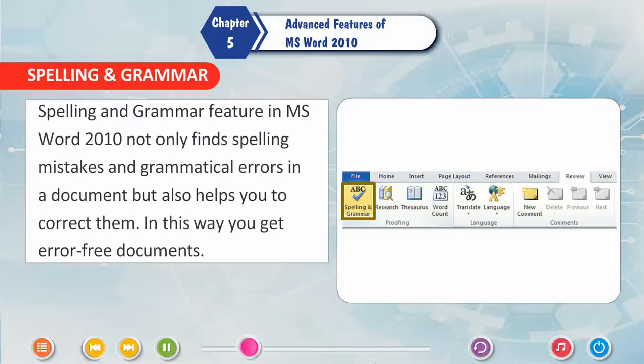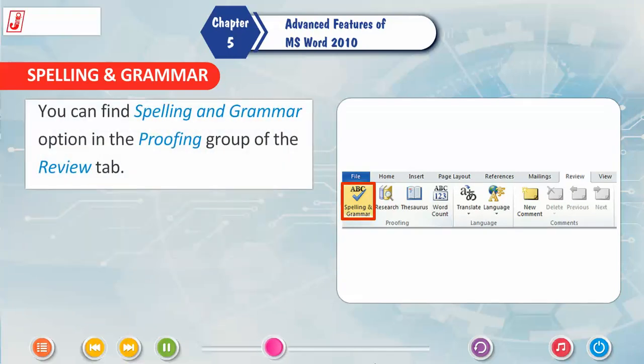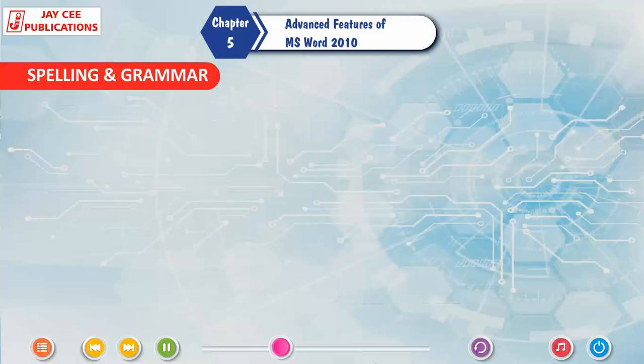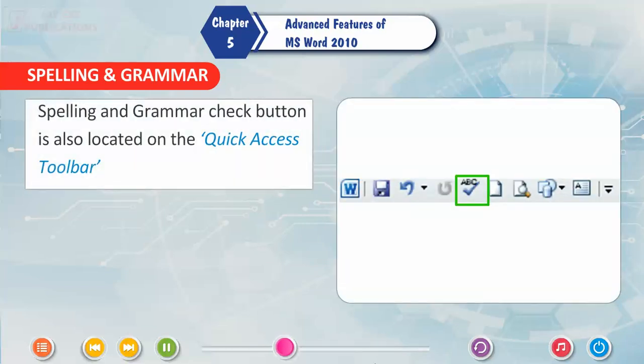Spelling and grammar feature in MS Word 2010 not only finds spelling mistakes and grammatical errors in a document but also helps you to correct them. In this way, you get error-free documents. You can find spelling and grammar option in the proofing group of the Review tab. Spelling and grammar check button is also located on the Quick Access toolbar.